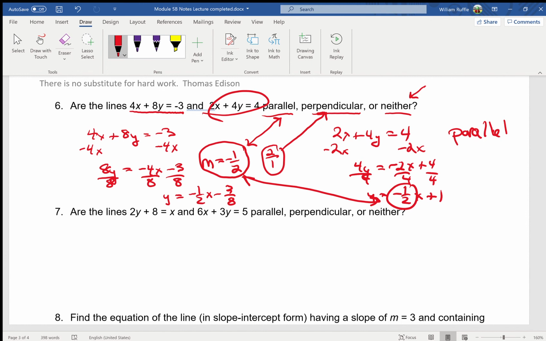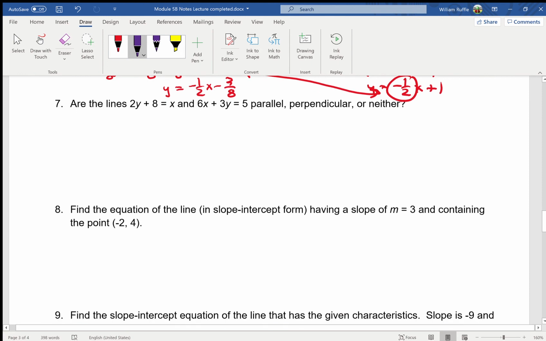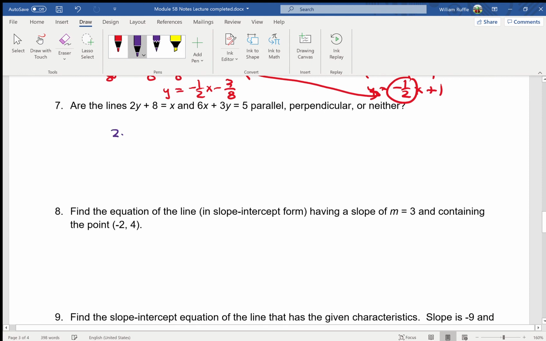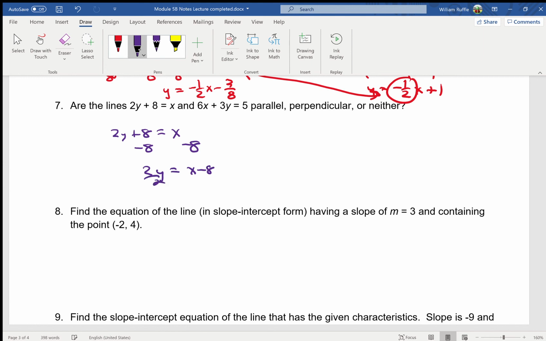So this next question, I'm going to do the same thing. So we have 2y plus 8 equals x. As always, solve for y here. So it's 2y equals x minus 8. Divide everything by 2. I get y equals 1/2 x minus 4. So if I come up with m equals 1/2, that means it's parallel. If I do the negative reciprocal, that should be negative 2 over 1. And so that would be perpendicular.